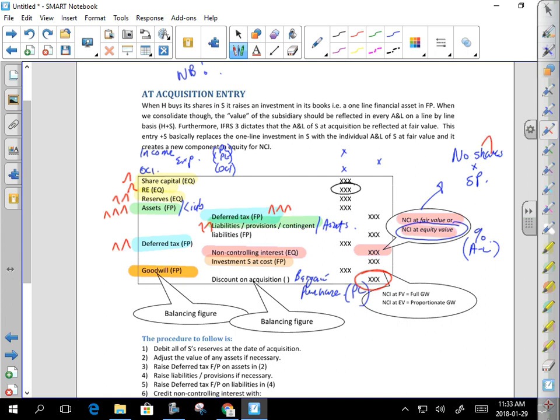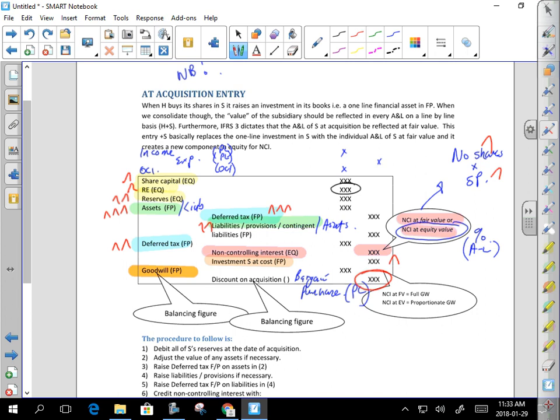NCI is half, half. It's either their percentage of assets minus liabilities, or number of shares times share price. The investment, if they give it to you, is a half. All right. Once we've done IFRS 3, you can see that can be worth multiple marks as well. All right. And the question says, give a statement of changes in equity.